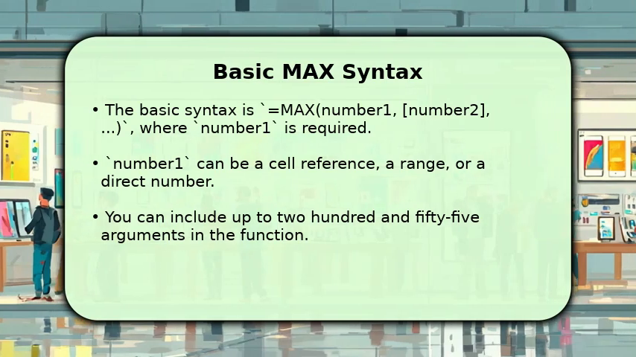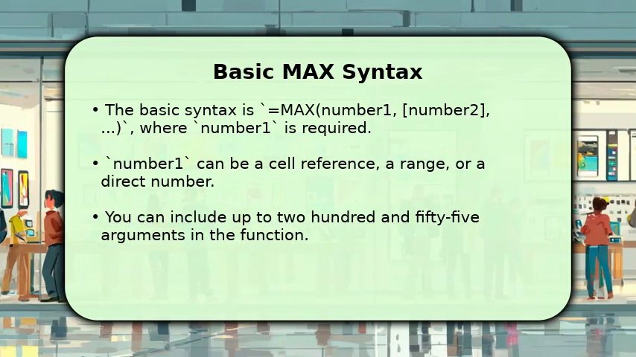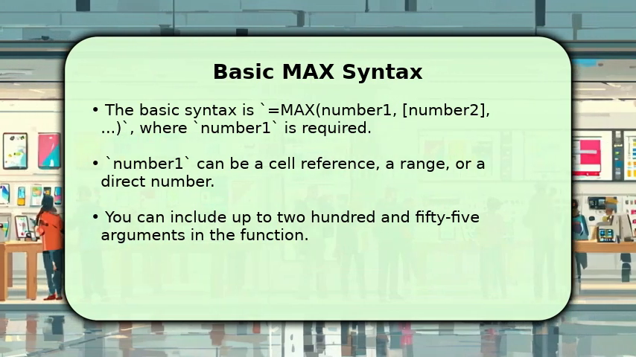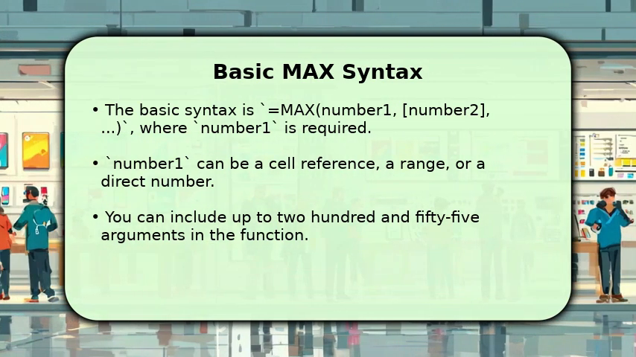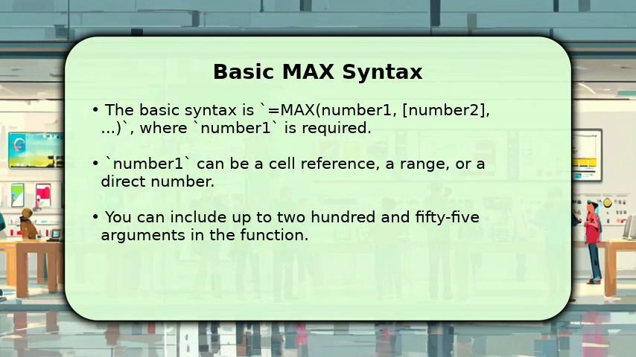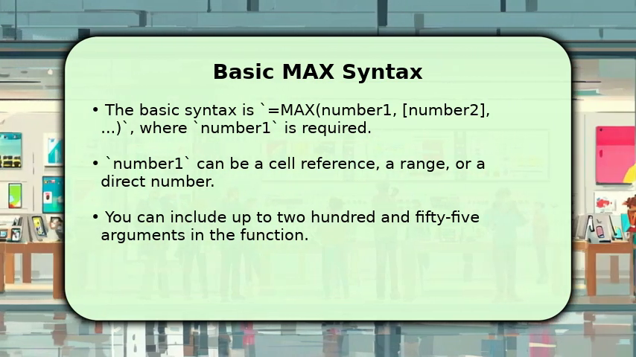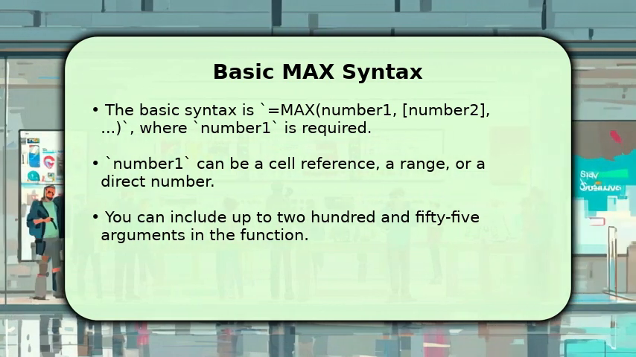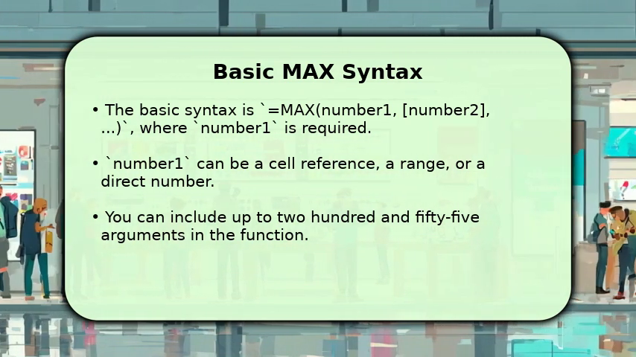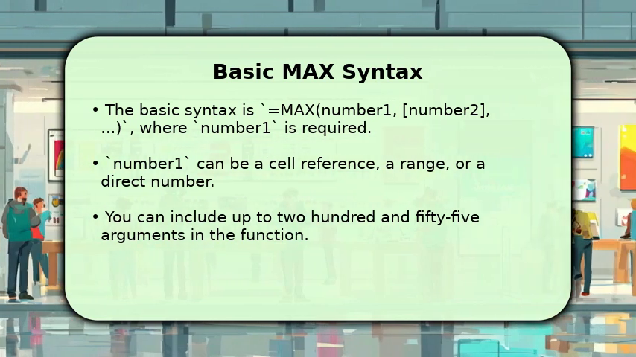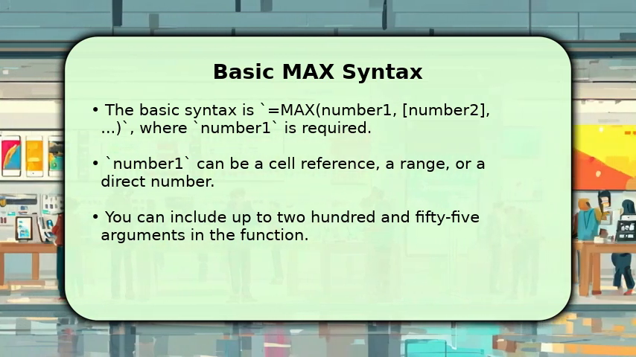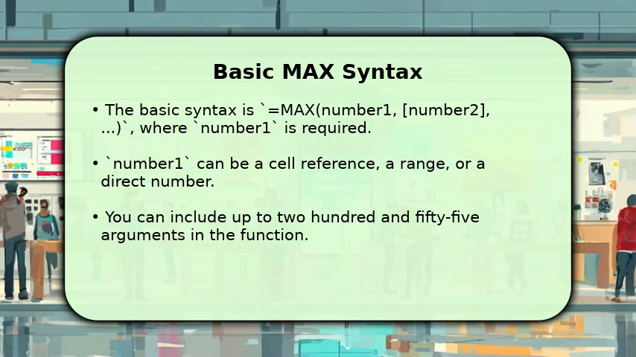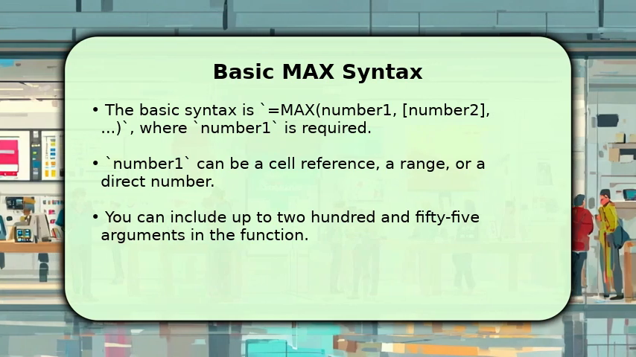The basic syntax for the MAX function is straightforward. Equals MAX, followed by your arguments in parentheses. You can input individual numbers, cell references, or entire ranges. For instance, to find the maximum value in cells A1 through A10, you would simply type equals MAX open parenthesis, A1 colon A10 close parenthesis. You can include up to 255 separate arguments, giving you great flexibility in selecting your data points for comparison.